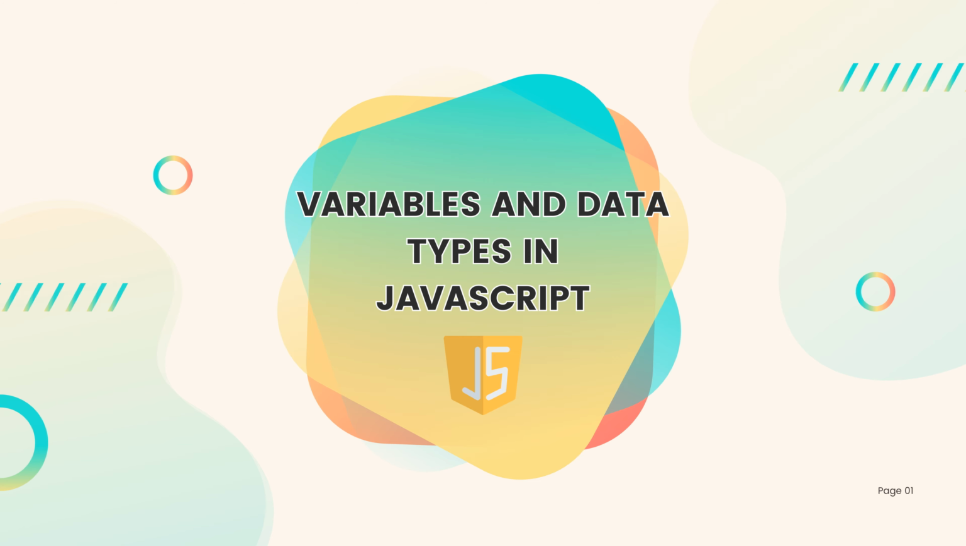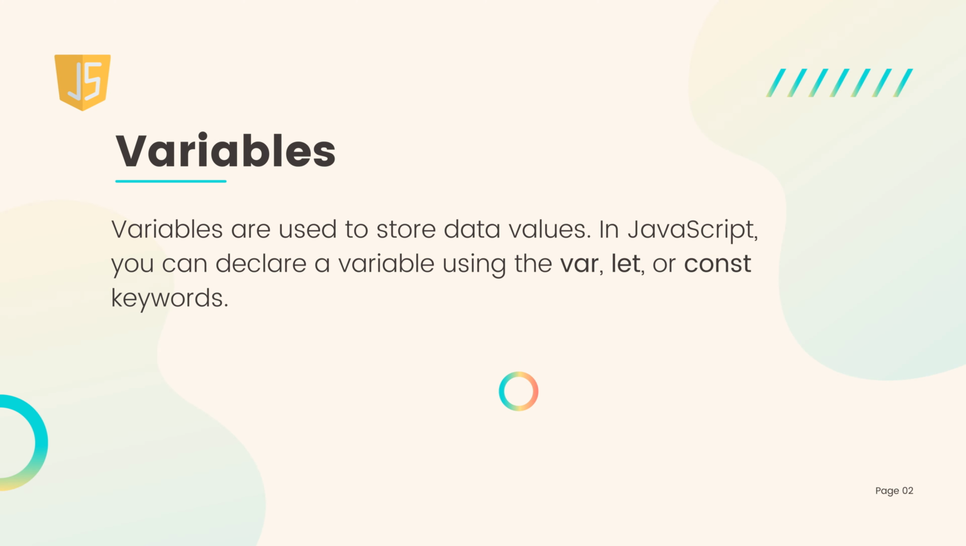Variables and data types in JavaScript. Variables are used to store data values. In JavaScript, you can declare a variable using the var, let, or const keywords. Var, the older way to declare variables.